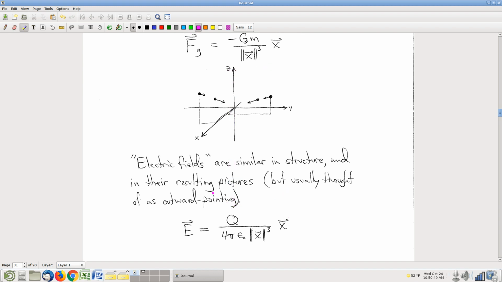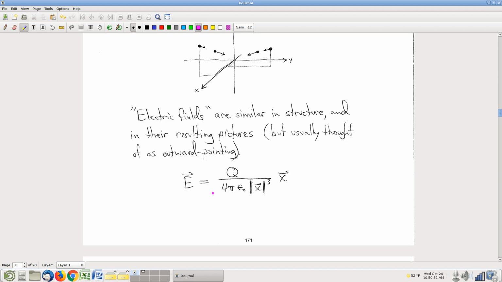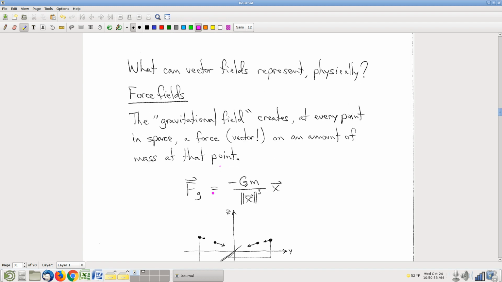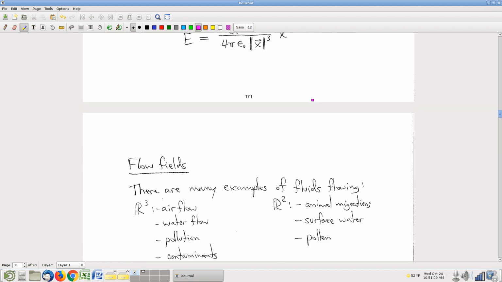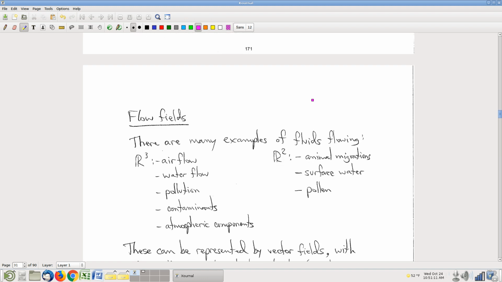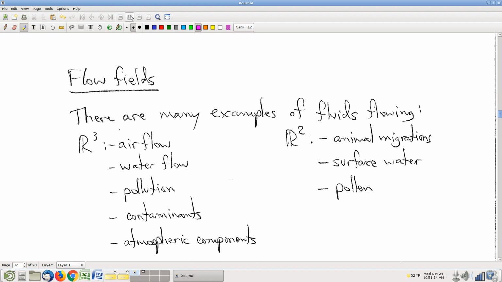Okay. All right. So, what do vector fields represent physically? Well, they represent forces. That's our first example. This is not our only example. This is just one example of something that vector fields represent physically. There's another really important one, and that is flows of fluids. I think this one's arguably easier to relate to.